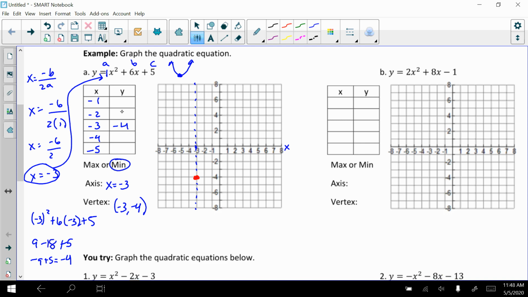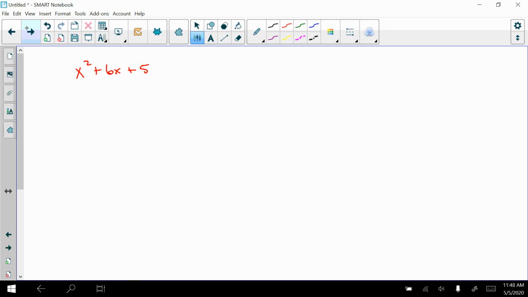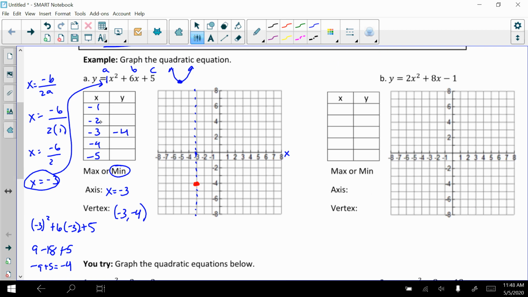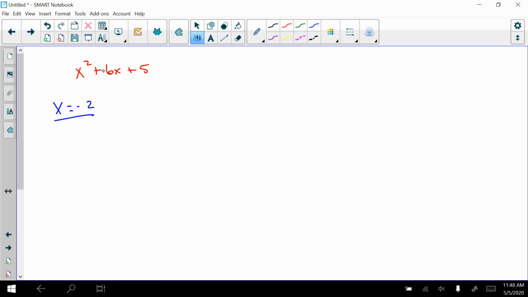Okay, so let's do negative 2 and negative 1. Here's my equation. I'm going to plug in -2 for x because that's the next biggest point. So I'm going to replace all the x's with -2. It's going to look like this: -2 squared plus 6 times -2 plus 5. -2 squared is positive 4, plus 6 times -2 is -12, so it's plus -12 plus 5.